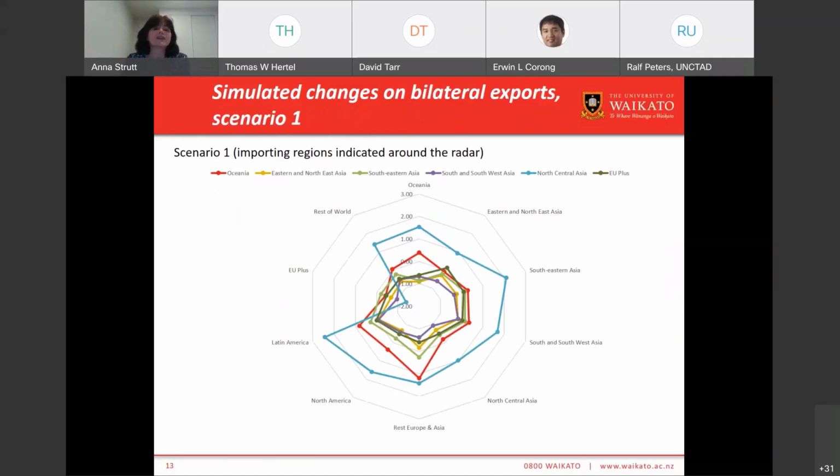If I just turn to look briefly at these export results, because I guess I'm running short of time. Anna, 2-minute warning, Anna. Perfect, thanks. Just look briefly at some export results then, thanks.